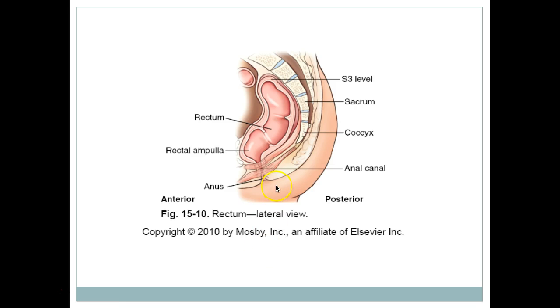Looking at an MSP view, this is your S3, so we're looking here at your rectum coming down, your rectal ampulla, to your anus. This is your anal canal with your anus.